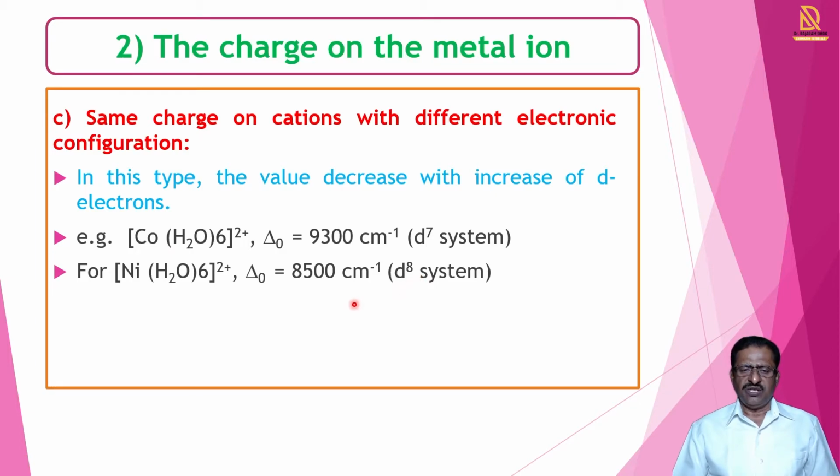In this case, the second example has a delta O value of 8500 cm^-1, and for the d7 case it is 9300 cm^-1. This means the values decrease when there is an increase of d electrons. So in this way there are different factors in the case of the metal that can affect the magnitude of 10 Dq.